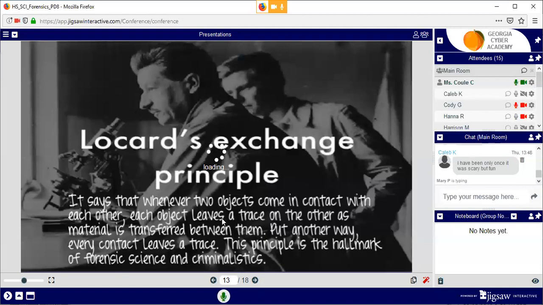Okay, Locard's exchange principle, we've talked about a couple of times already, says that whenever two objects come in contact with each other, each object leaves a trace on the other as material is transferred between them. So every contact leaves a trace, and this is a hallmark of forensic science and criminalistics. If we weren't sure of this, then it would be very difficult to ever gather evidence, okay?